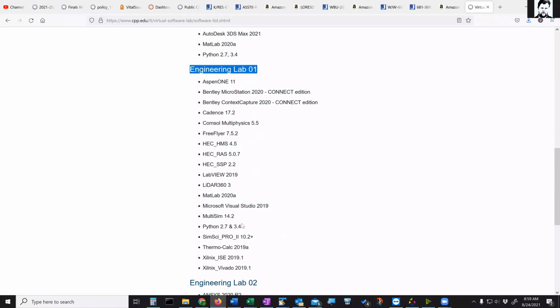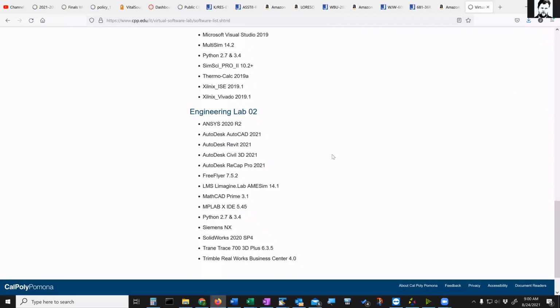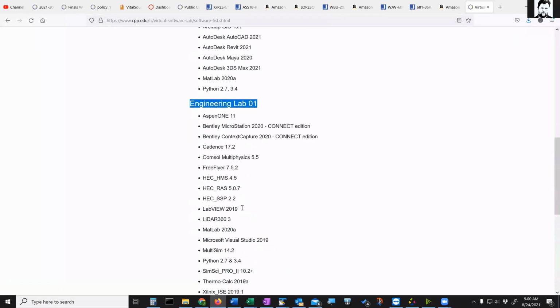So if you have a Mac or something and you can't install this Windows software on your Mac, then you can use this computer. Another option for Mac users is to just get a virtual machine, something like Boot Camp or Parallels. Install a virtual machine version of Windows on there, and then you can run this software on your Mac. So those are some options for you.